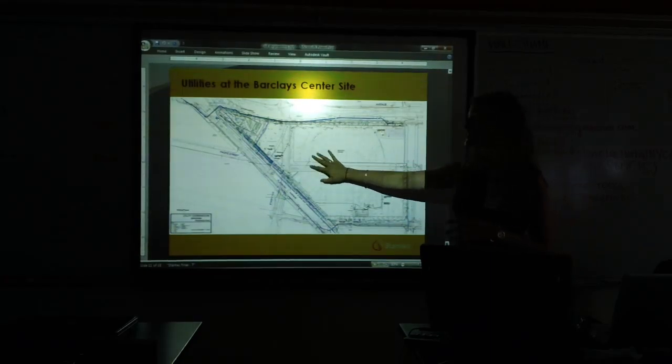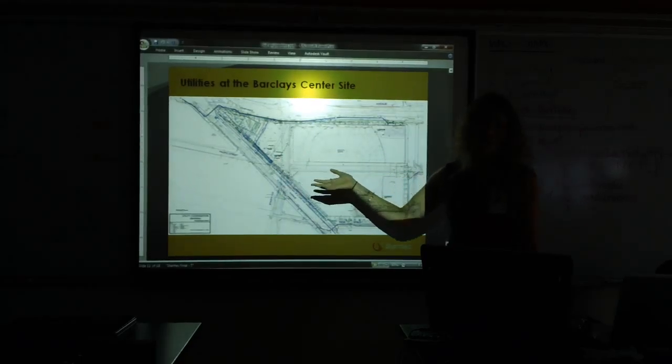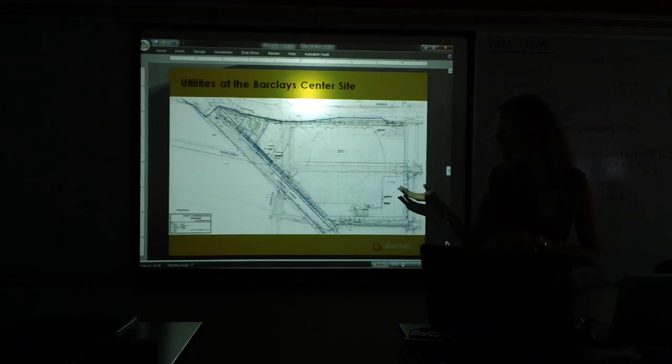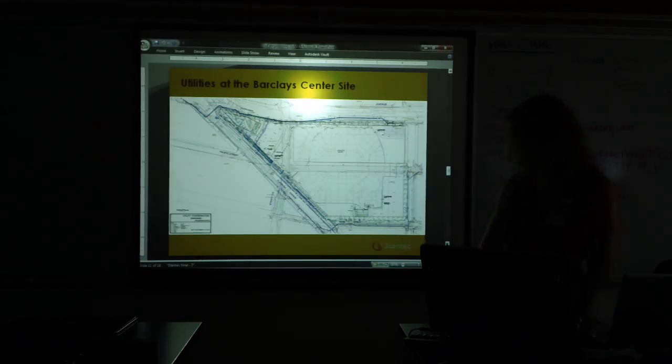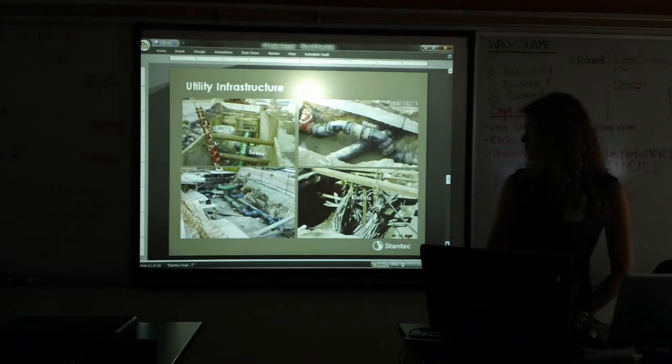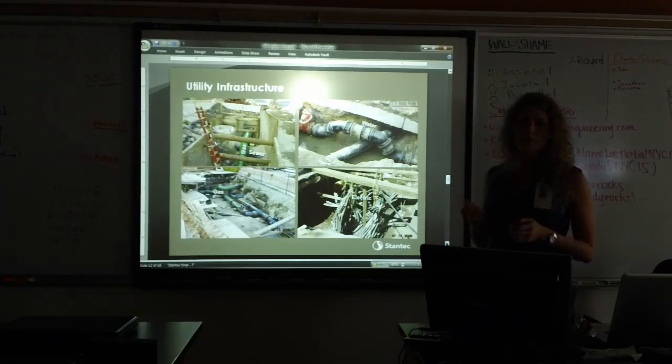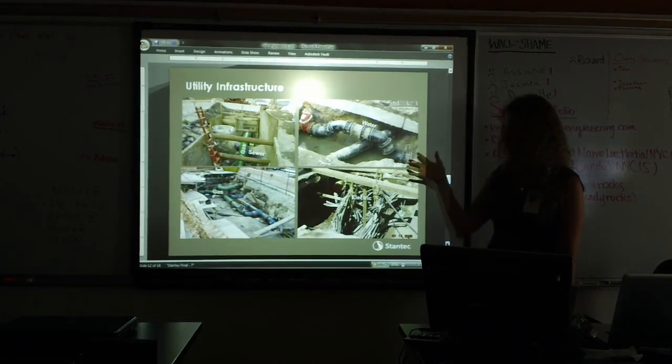So before the arena was here, a lot of these utilities were not there because they didn't need to bring in the amounts of water or take out the amounts of water or electricity needed for a building of this size. So just to show you how crazy some of the utility sketches can be. And here are just a few pictures to show you what it looks like in real life, because on paper it's just a single line, but this is what's actually happening.